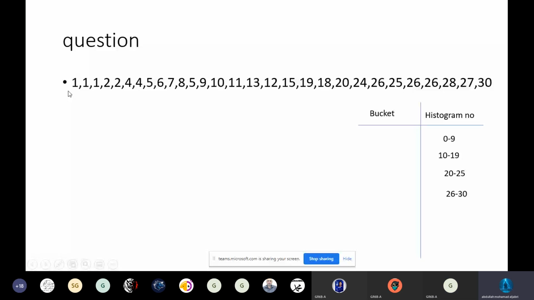Count 1, 2, 3, 4, 5, 6, 7, 8, 9, 10, 11, 12. Here's 1, 12. See? And 9, 12. Yes. 12. See, I didn't count the number 10. I just counted from 1 to 9. So what's the answer? 12 or 13?